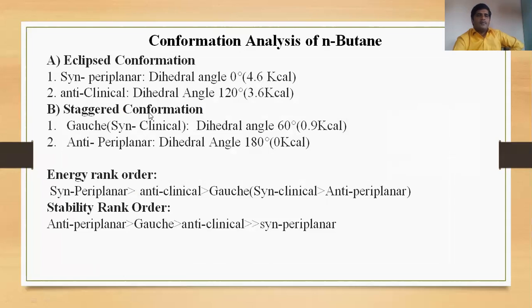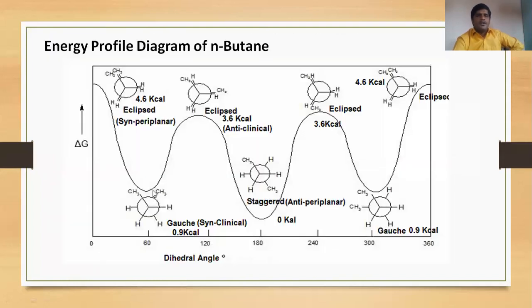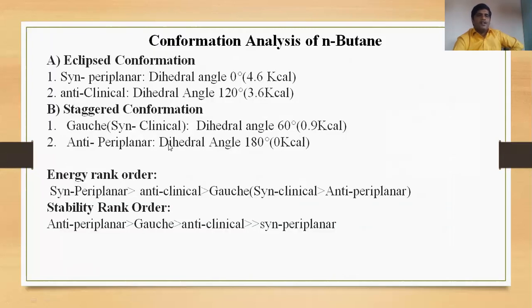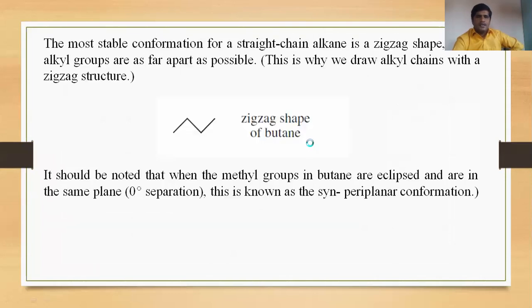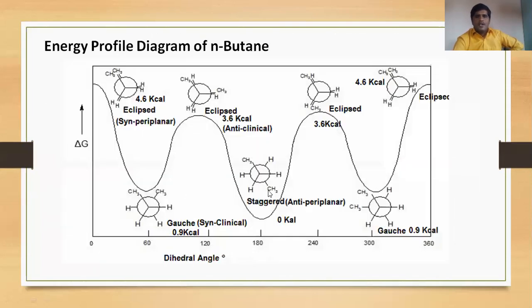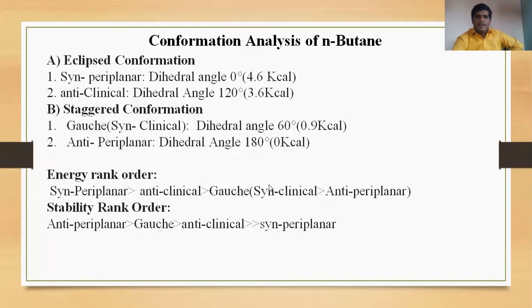Okay, and then the staggered conformation. Again, the staggered conformation has two types: Gauche, which is called synclinal, and anti-periplanar. The dihedral bond angle is 60 here. Methyl and methyl having a bond angle of 60 is called Gauche. And anti-periplanar or staggered conformation, the bond angle is 180, you see here. Methyl and methyl having the bond angle 180, and the energy is 0 kilocalorie.